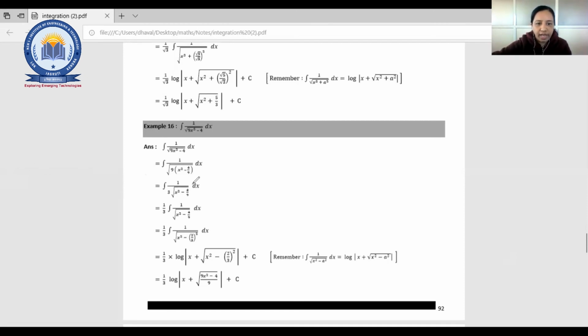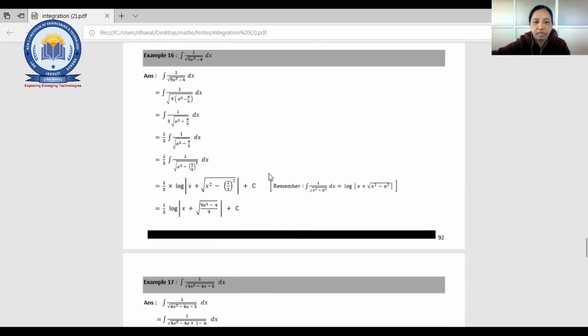Fine. So what happened? This is 3x square minus 2 square. Fine, 3x square minus 2 square. Then that only we are going to get in the final one, right? So you will have something like x square minus a square. And whenever it is x square minus a square, you have to go for log x plus whatever is in the denominator, that is x square minus 2 by 3 the whole square. Fine. So this is the thing. Okay.